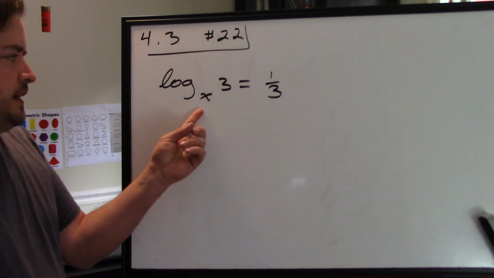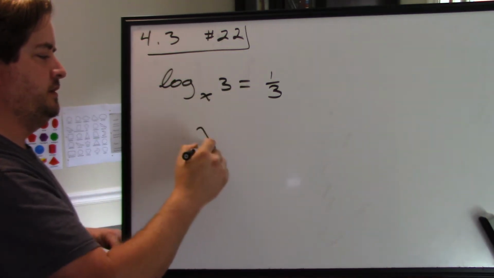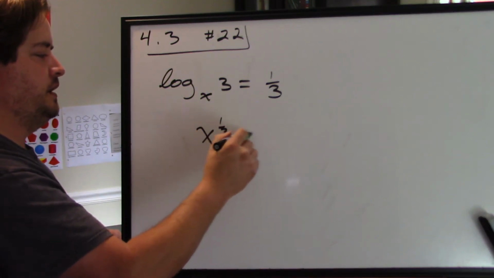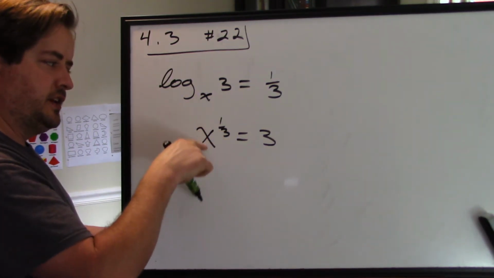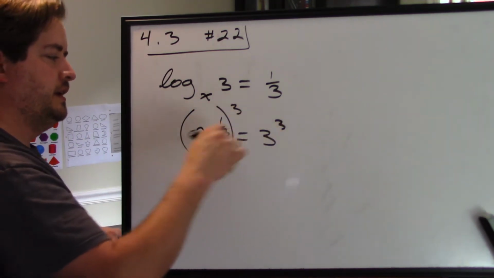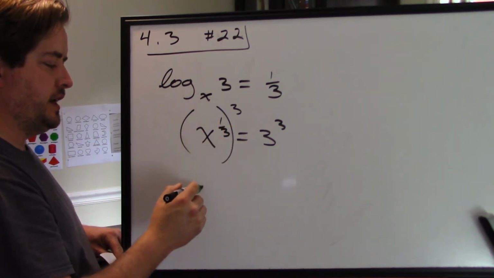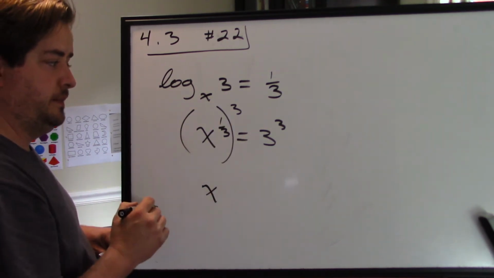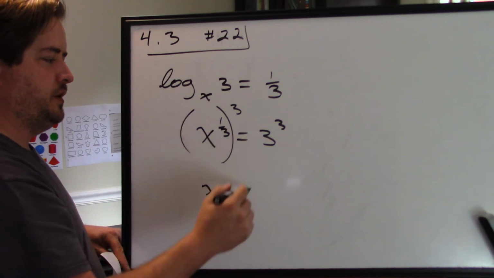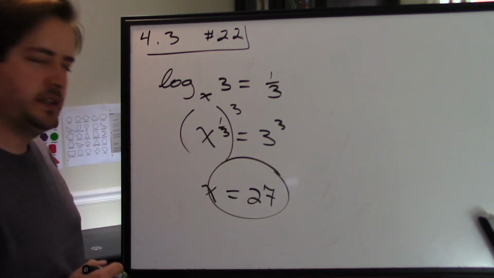So we're solving for x. That means I can probably rewrite this as an exponential. x to the 1/3 equals 3. And I can solve for x by taking both of these and raising them to the third power. x to the 1/3 to the third is x to the 1/3 times 3, or x to the 1. And then I have 3 to the third is 27. And so x is indeed 27.